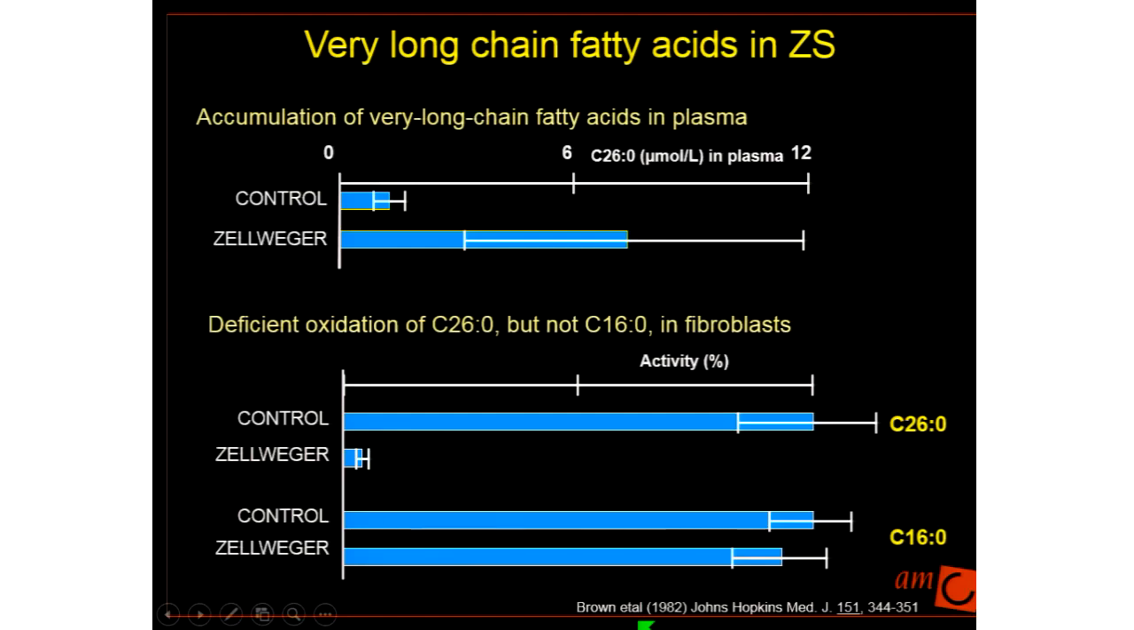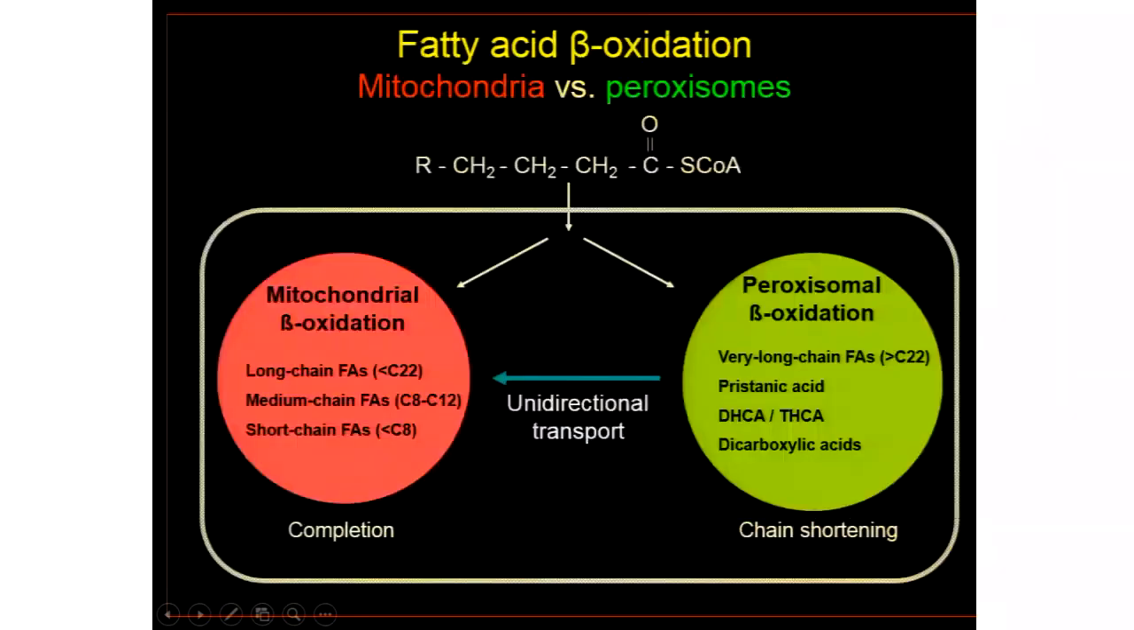And actually this was already pointed at by studies in plasma, shown here at the top, because if you study the plasma of these patients, you see accumulation of very long-chain fatty acids and normal levels in controls. But if you then look in the Zellweger cells, you see that C26 is not degraded by these cells, where it is degraded by control cells. And then the C16, which is actually a substrate for mitochondrial beta oxidation, is degraded. So this pointed to different beta oxidation pathways in the mitochondria and in the peroxisomes.